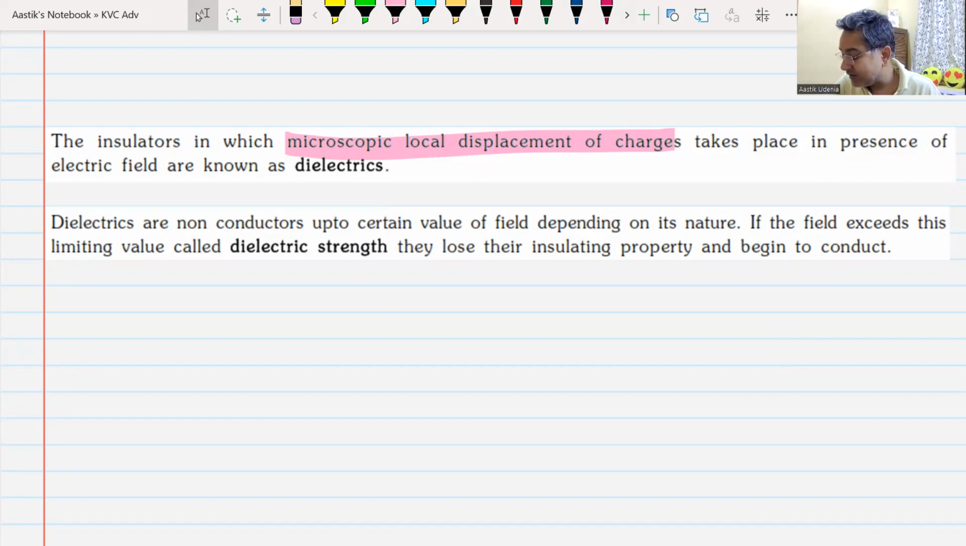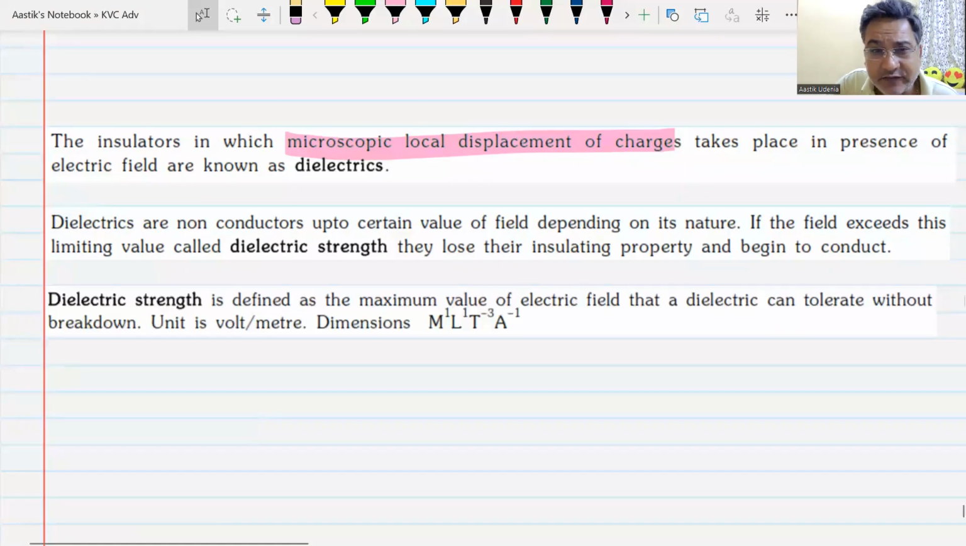So basically dielectrics are insulators. Normally they do not conduct. But when they are placed in an electric field, there is a local microscopic displacement of charges. And because of this, there would be an electric field that exists inside these insulators. If I increase the value of the external field, at some point, these dielectrics break. They lose their insulating properties. That maximum value of electric field strength is known as dielectric strength.